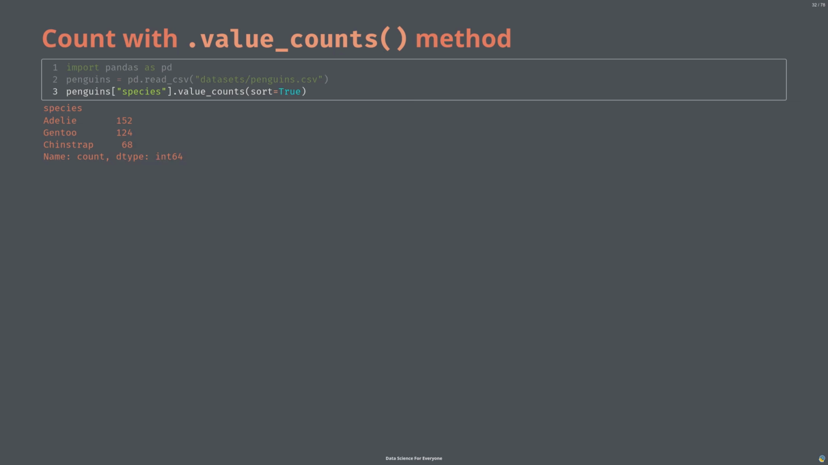Adding sort equals true, we can sort the data with the highest species counts on the top. The normalize argument can be used to turn the counts into proportions of the total. Here we can see that 44% of the penguin species are Adelie penguins.